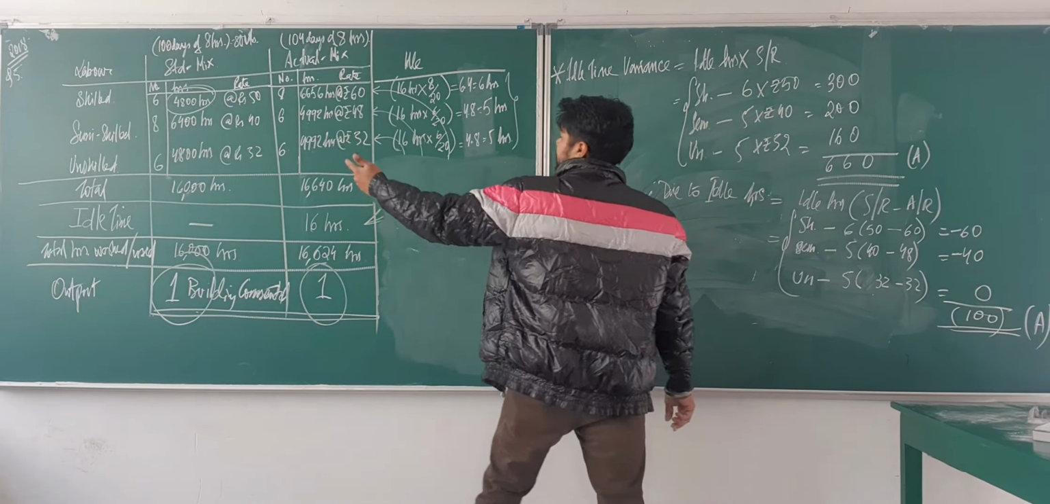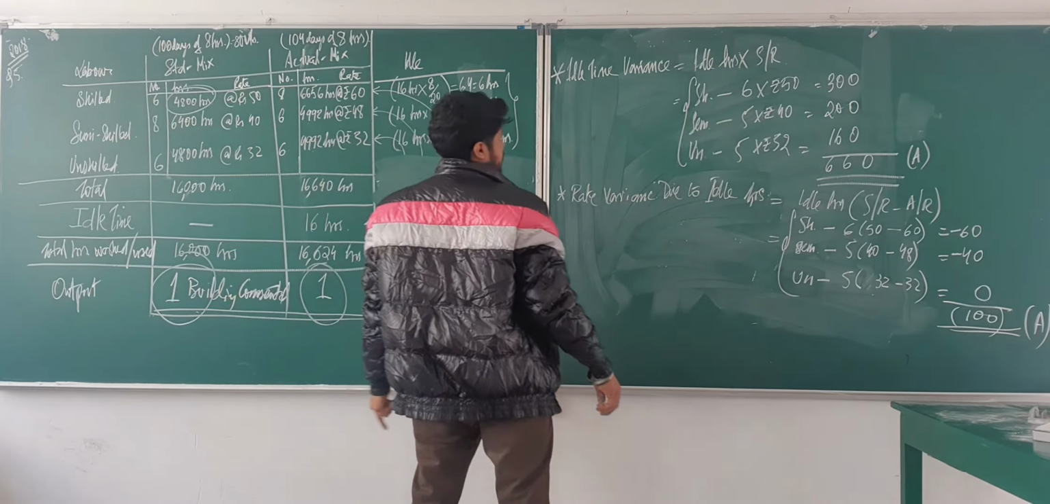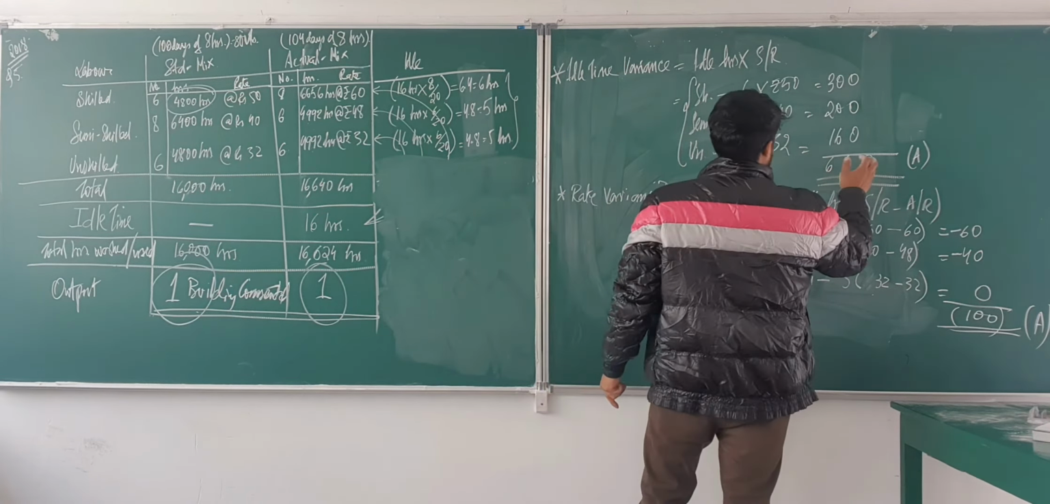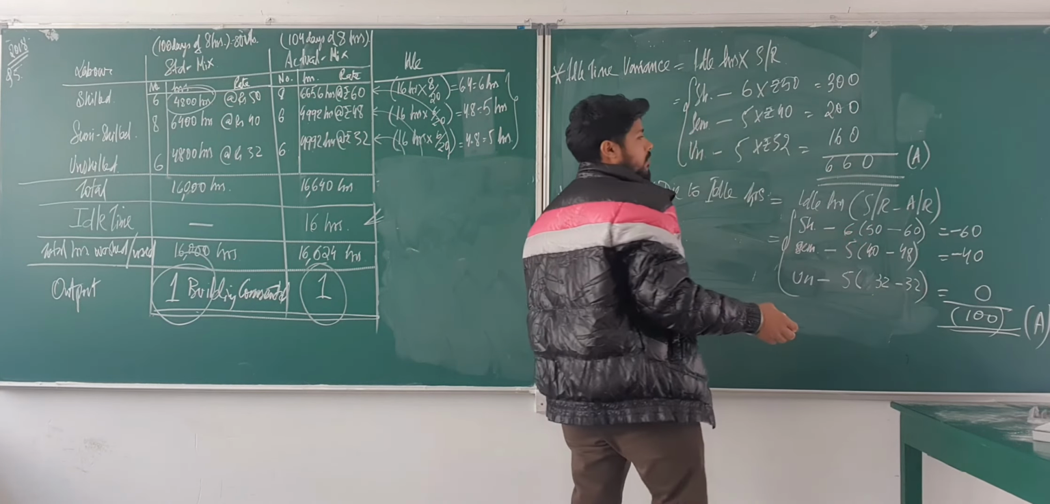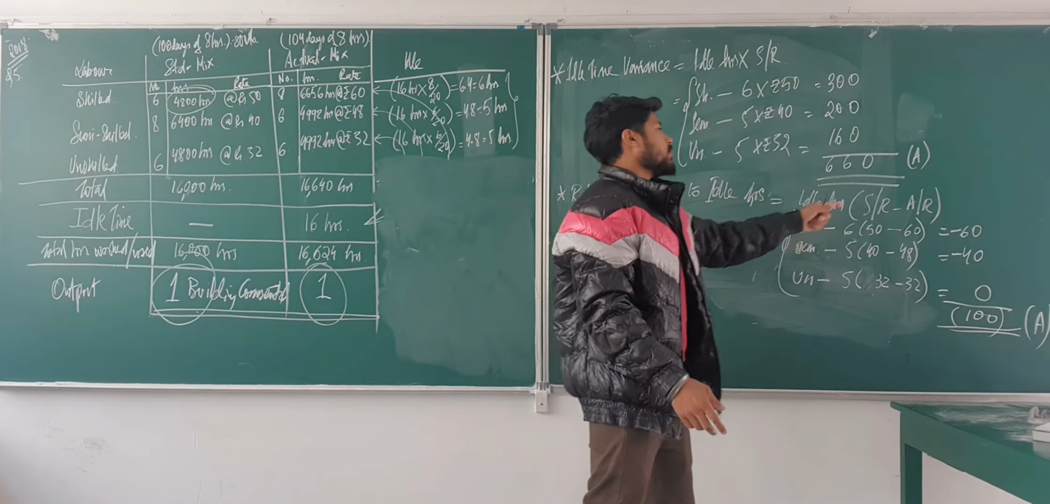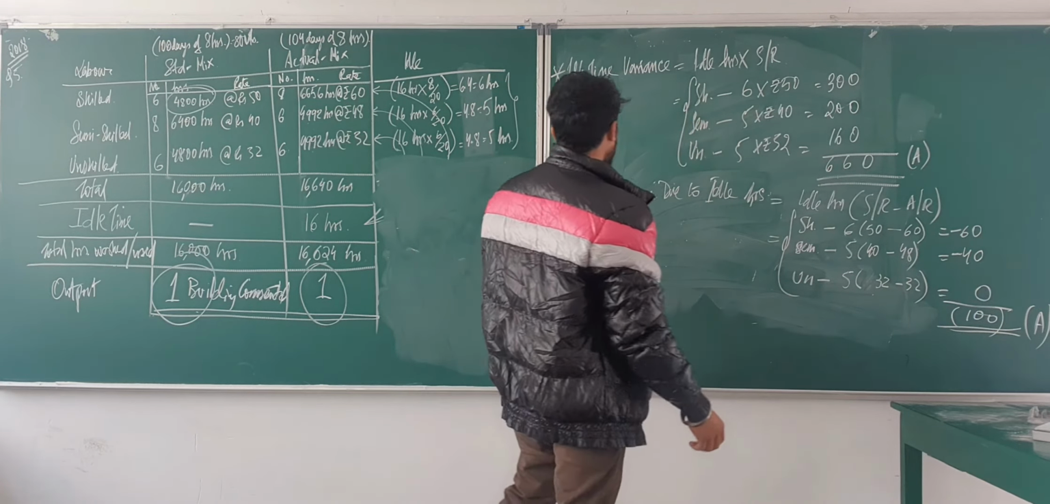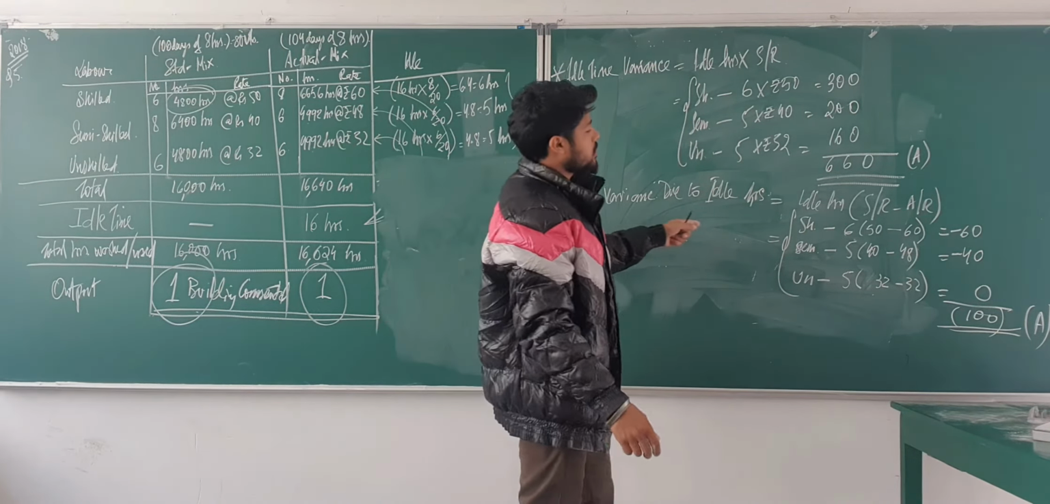Standard rate is already given here. All the values are in the table. Calculated 660. It will always be adverse. Idle time will never be positive for you. It is giving losses. So A, adverse.